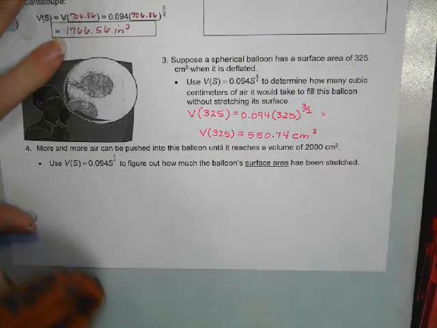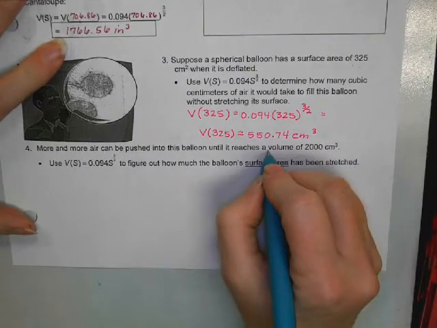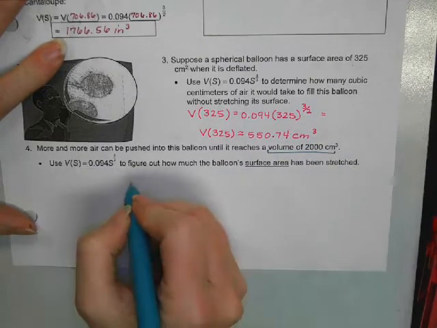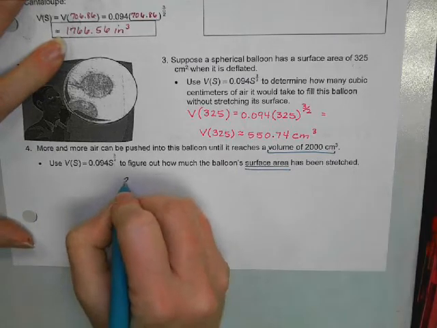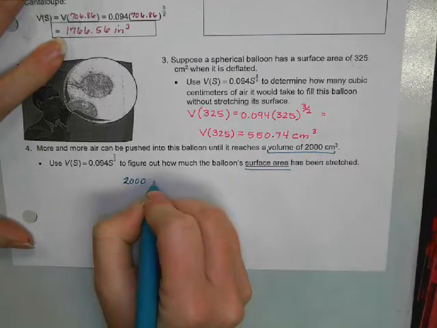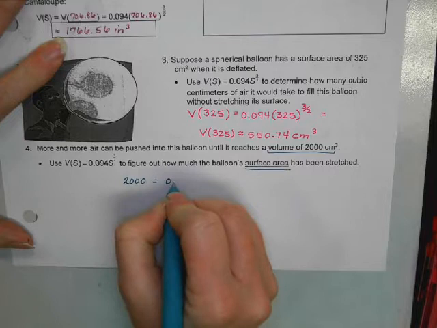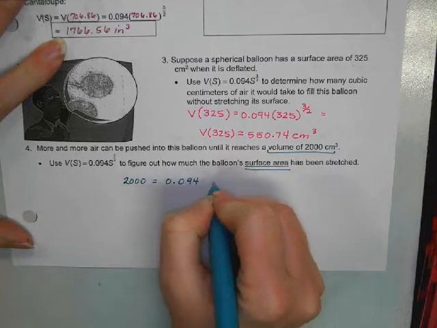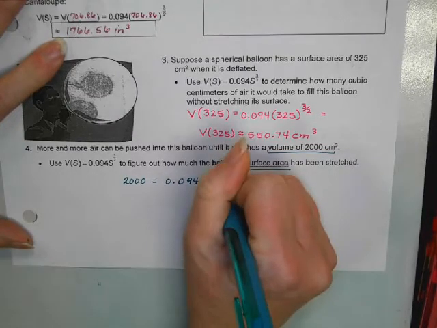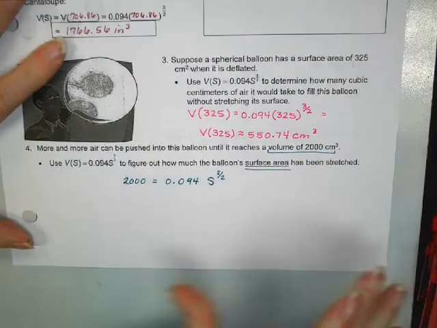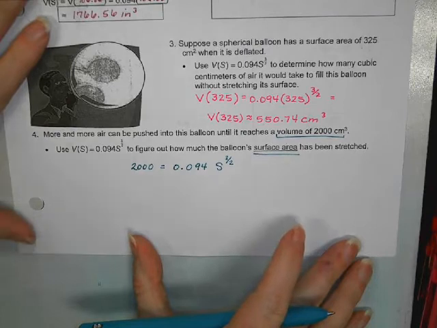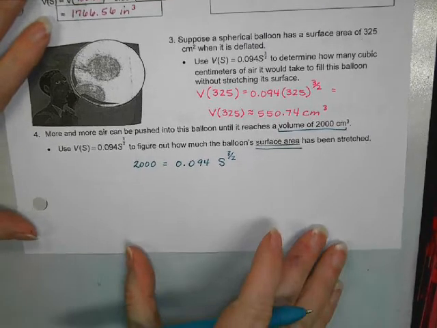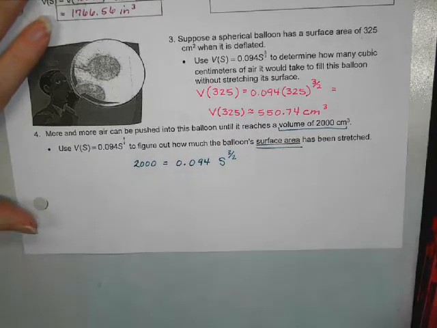So that means I'm working this problem backwards. I have a volume and I'm looking for the surface area. So I'm going to do 2,000 equals 0.094 s to the 3/2 power. And I'm solving for s. All right, so if I'm solving for s, I'm trying to get s by itself. What would you do first?